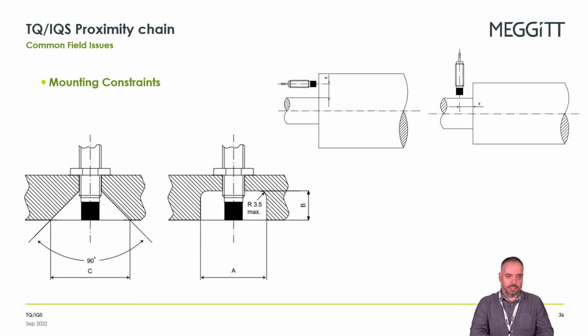Another important aspect is to have a minimum free area around the sensor. This is to avoid any distortion in the magnetic field generated by the sensor tip. If it is too close to other metallic parts, the magnetic circuit will be influenced and the output will eventually be nonlinear.